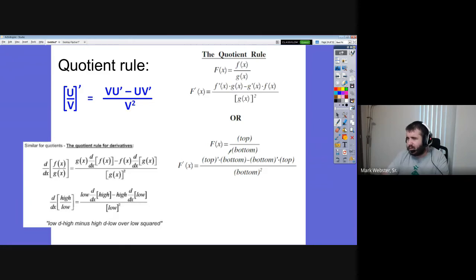And I heard somebody call that the yodeling formula. Low d high, high d low, yeah. Low d high minus high d low over low squared. The yodeling formula. But let's do some of these.